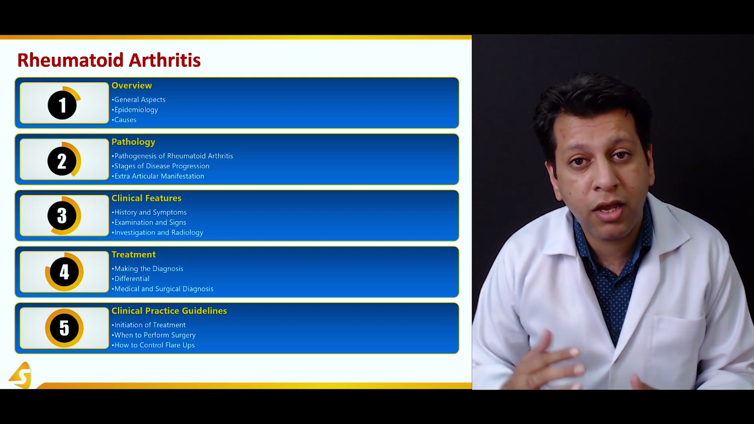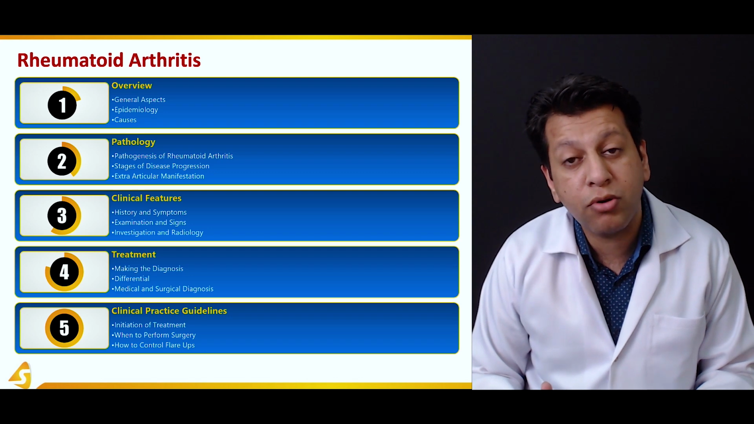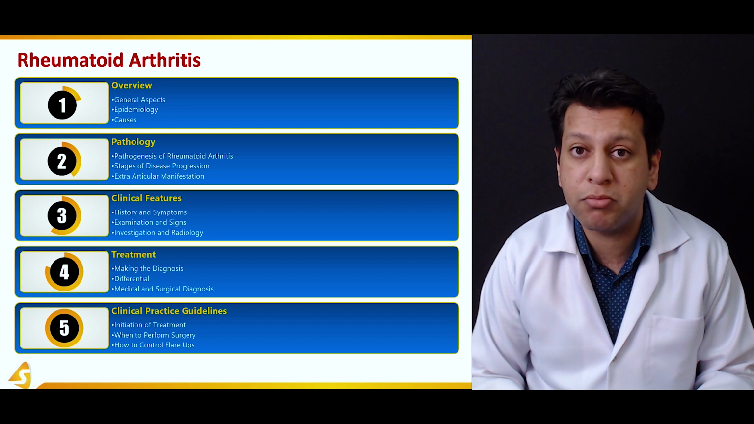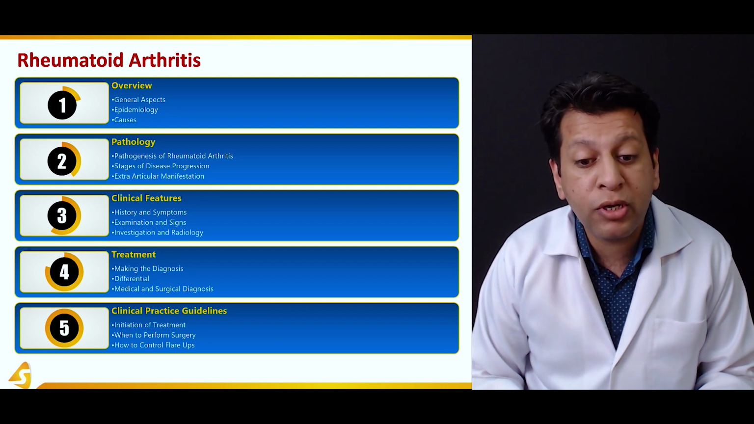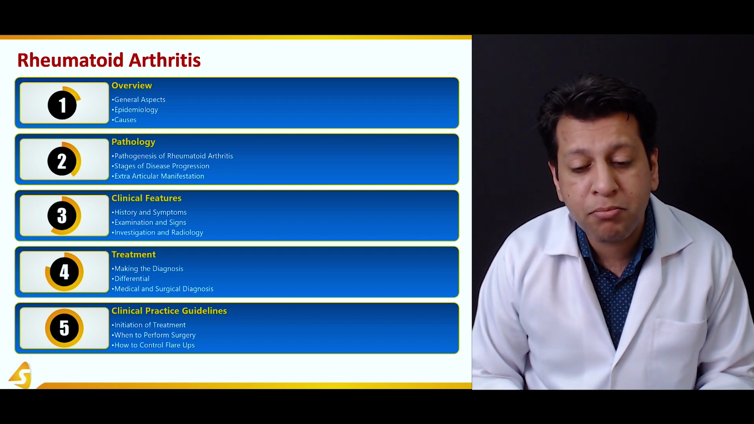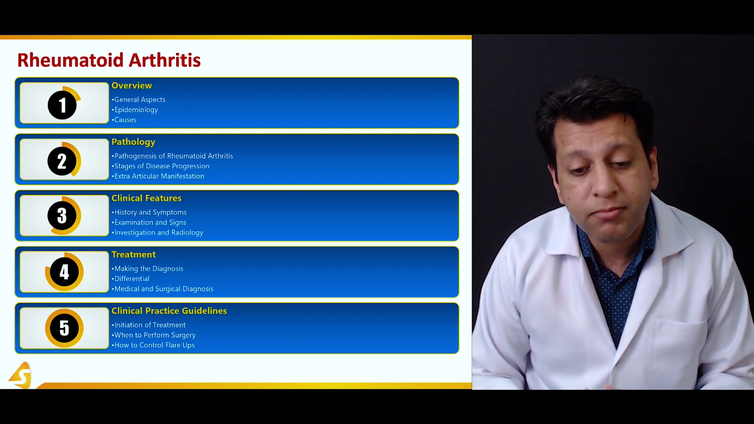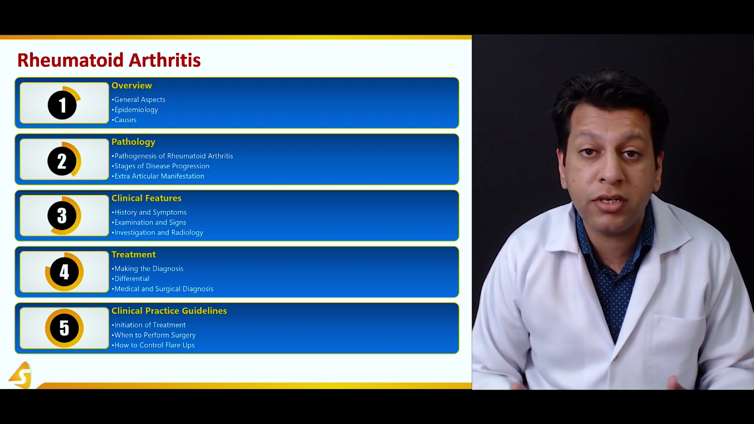Once we know that we have ruled out the other differentials and made the right diagnosis, then we'll have to move towards the principles of the medical and surgical management of rheumatoid arthritis. In the last section, we'll be going through the clinical practice guidelines. And why this is important nowadays: rheumatoid arthritis, ankylosing spondylitis, these conditions are very common, and the American College of Rheumatology issues guidelines every 2 to 3 years.